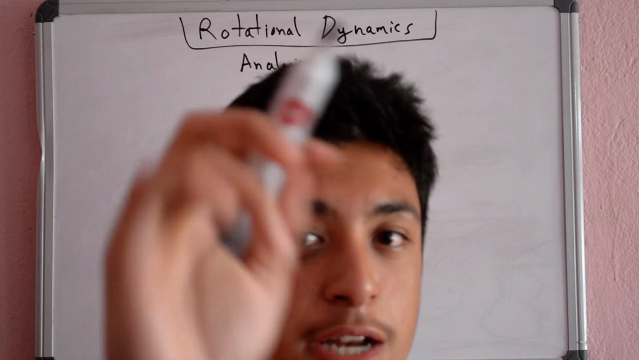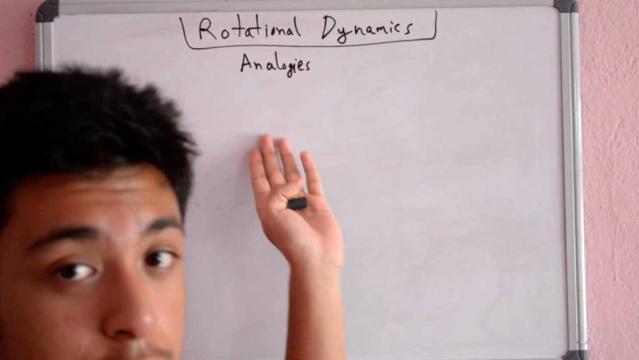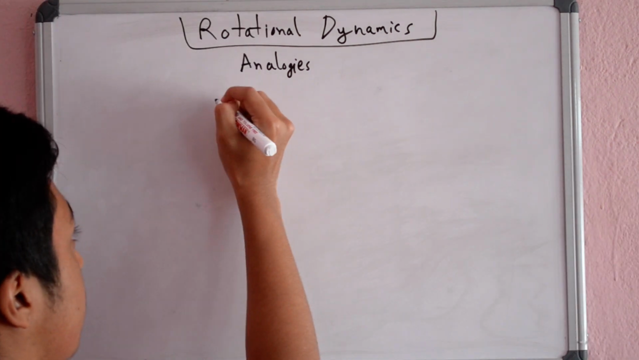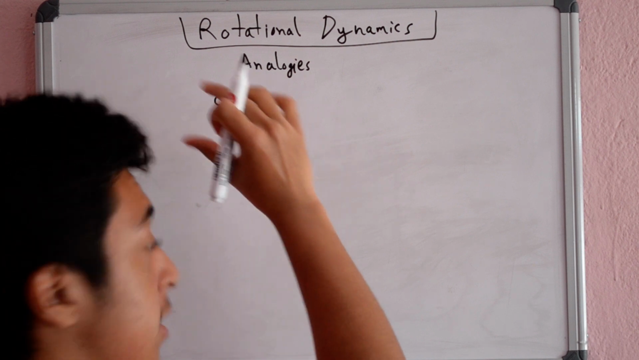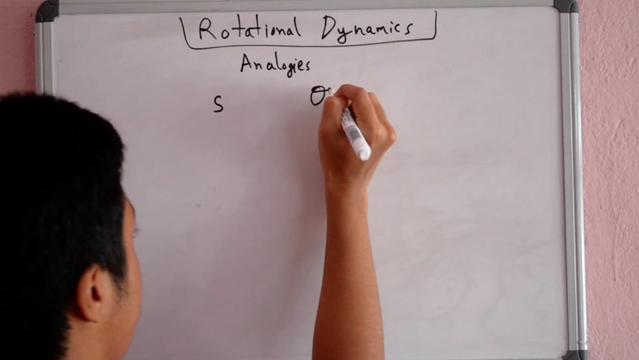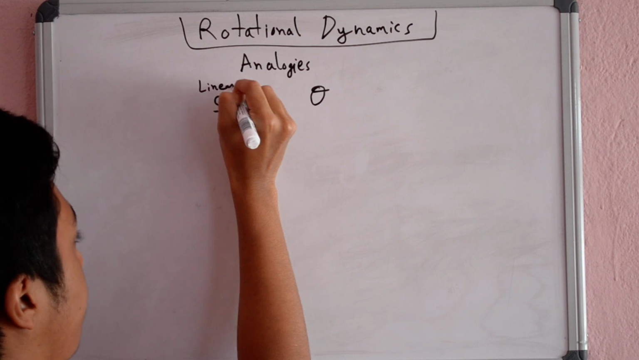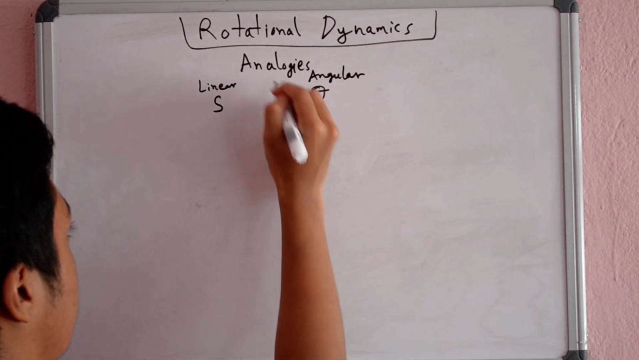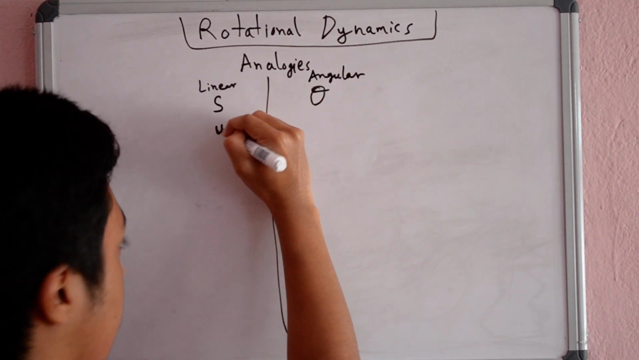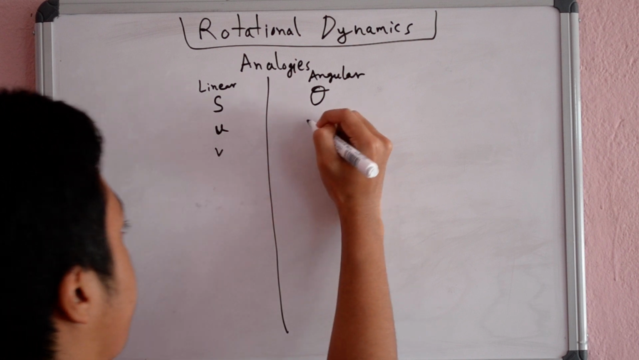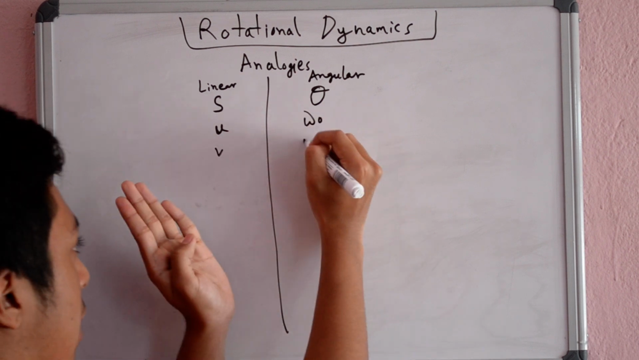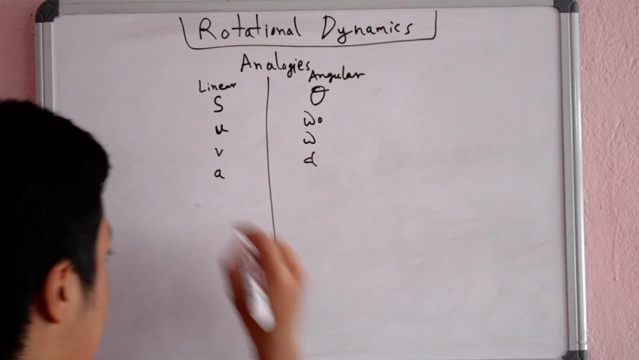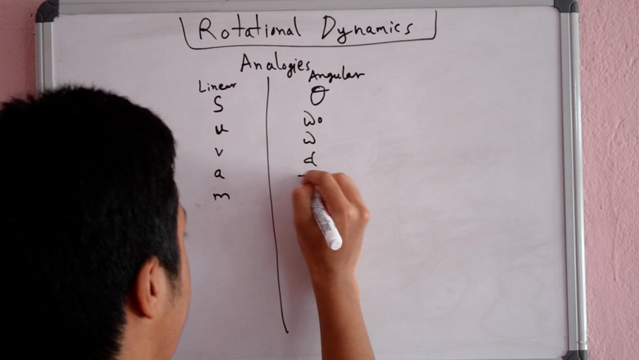Now, to make sure that you get familiar with it, I'll give you some analogies between linear and rotational motion. So, if we have linear displacement s, we will have angular displacement theta. Linear and angular. If we have initial velocity and final velocity, then we have omega naught and omega. For acceleration, we have angular acceleration alpha. And for mass, we have moment of inertia.